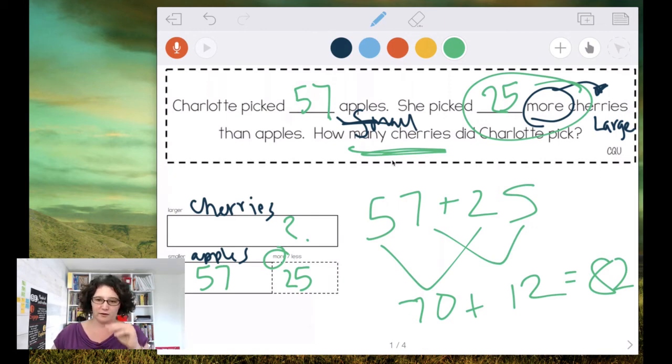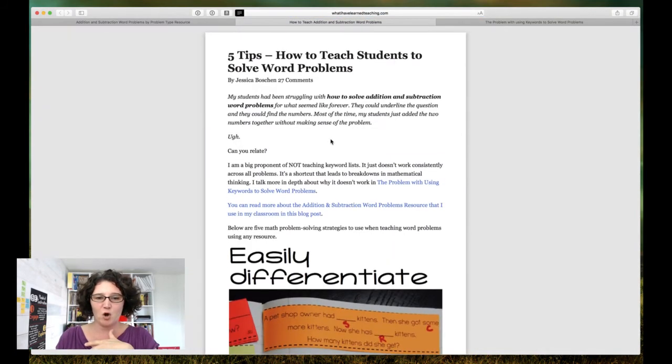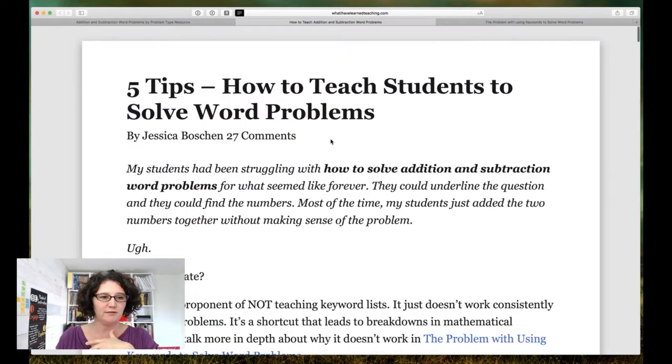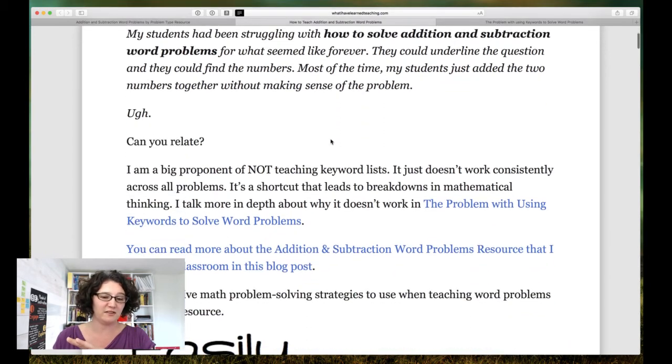As I said earlier, these particular problems and a bunch of different problems are outlined in a couple of blog posts. And so I have a couple of them on my website. This is one that takes a look at how to teach students to solve word problems. And if I open it up to the reader view, it isn't exactly how it looks on the blog post, but it'll give you an idea of what's there.